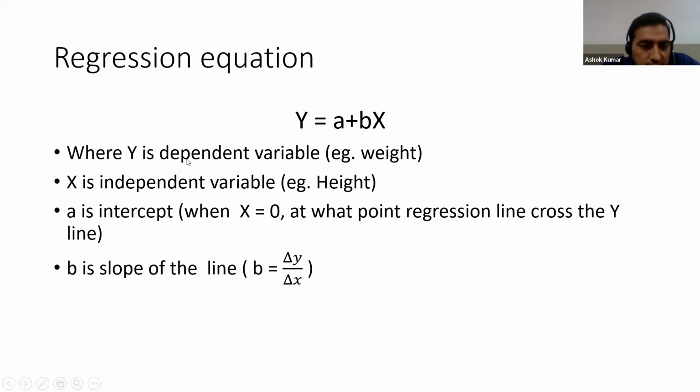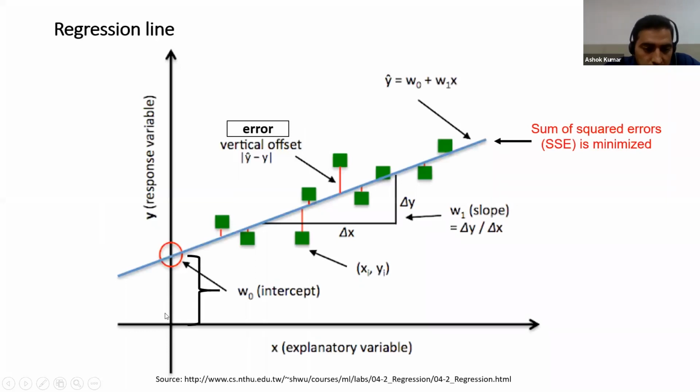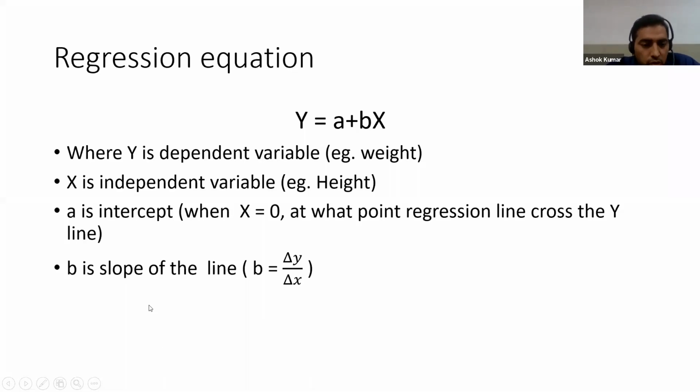Where y is a dependent variable, for example weight, and x is an independent variable, for example height, and a is the intercept where x is equal to 0, the point at which the regression line crosses the y-axis. It may be positive and it may be negative. We have to see. And b, the slope, we have already discussed.